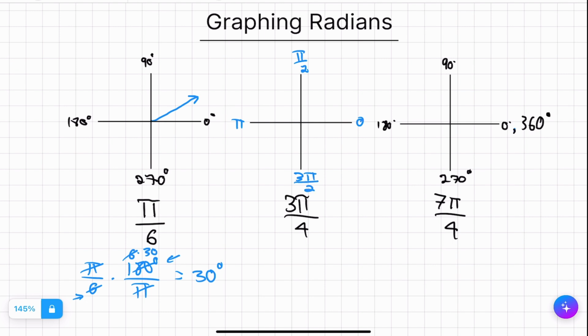3 pi over 4 is greater than pi over 2 and less than pi, so we know it's in quadrant 2. And it turns out that it's directly between those 2 axes, so the terminal side goes here. At this point, that probably didn't make much intuitive sense to you, but it will as time goes on. Now go ahead and try to graph 7 pi over 4 on your own using either the degree or radian method, and we'll go over it together once you're done.